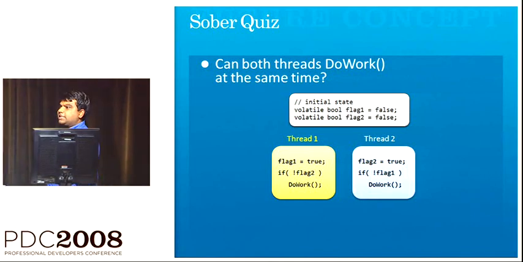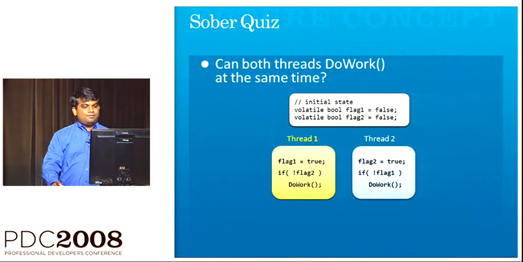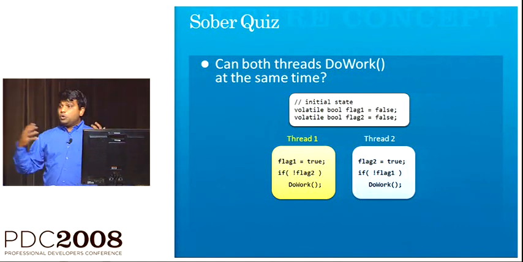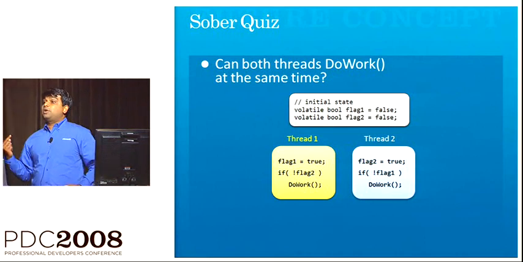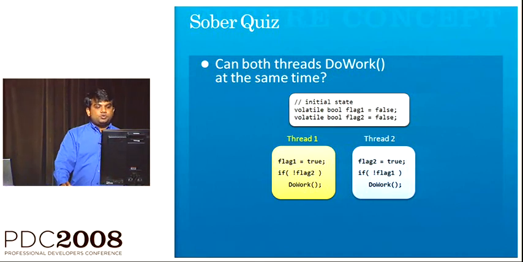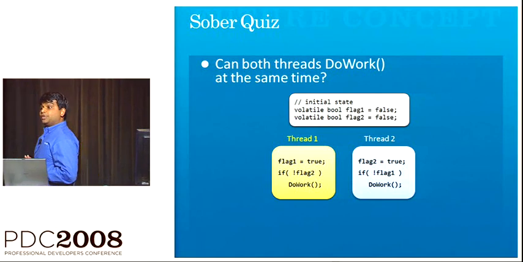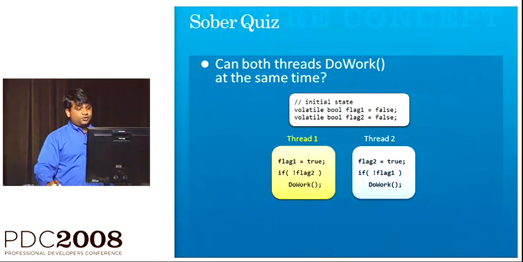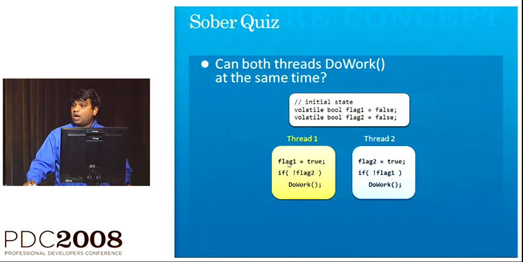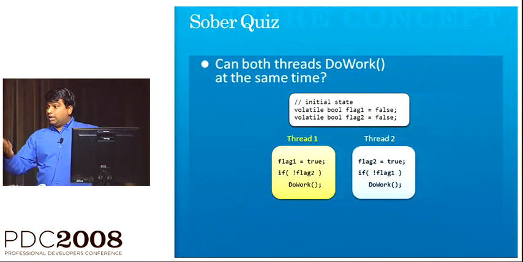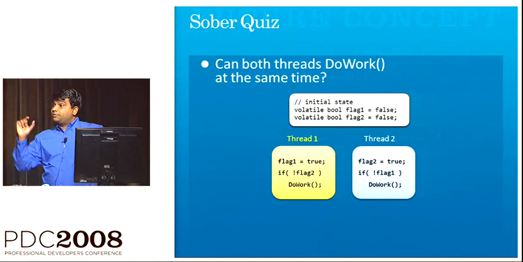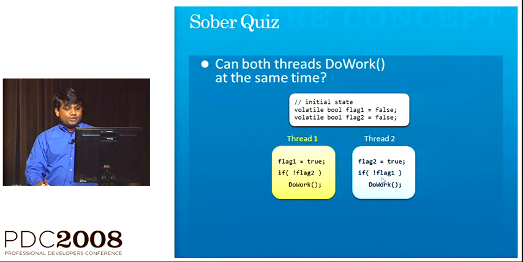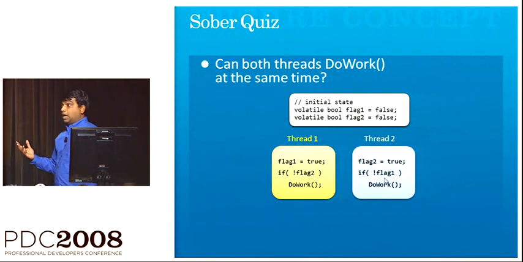This program is actually wrong. Let's say do work is something that can only be run by one thread at a time. These two threads are using these volatile variables to synchronize, and what can happen is that this store here, flag 1 equals true, can be delayed by your processor. If you're running it on x86, it's because of a store buffer, and so this write is actually not visible to the other thread.